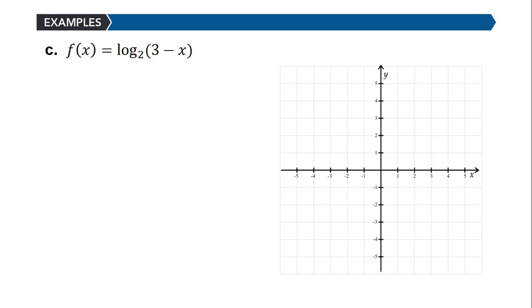This last one I want to do is f of x equals log to the base 2 of 3 minus x. And so here, I'm going to write this as log to the base 2 of negative x plus 3. Now, this transformation involves two things. We have a negative on the x. So remember, negative on the x means that we will take the opposite of x, which is a reflection across the y-axis. And then the plus 3 suggests that there's going to be a shifting left of 3 units.